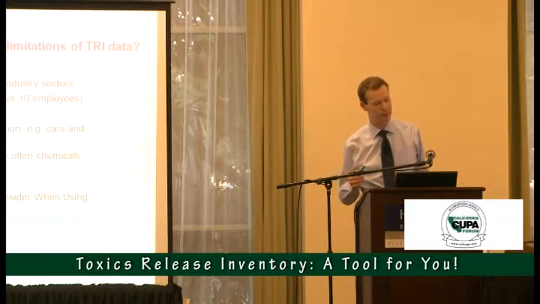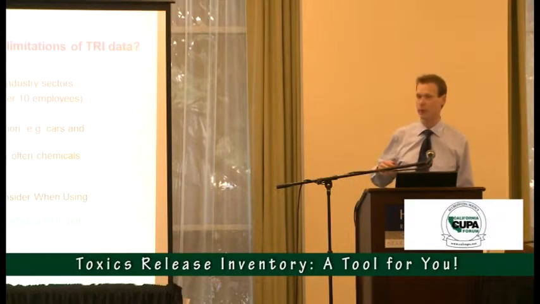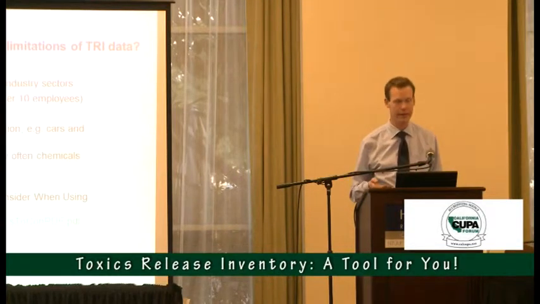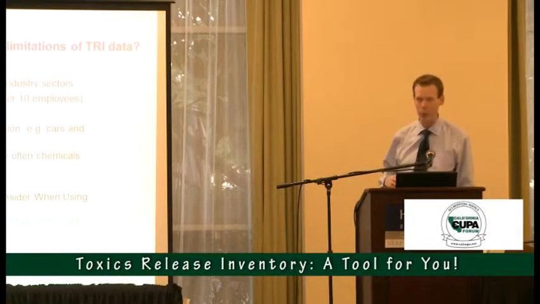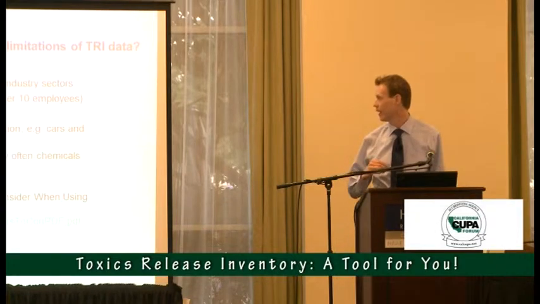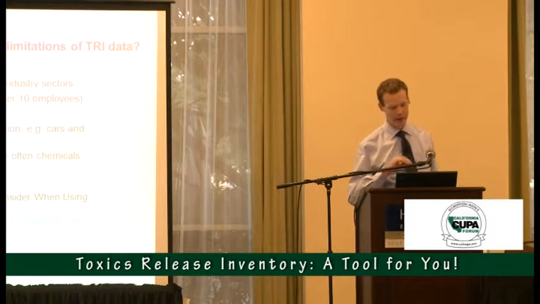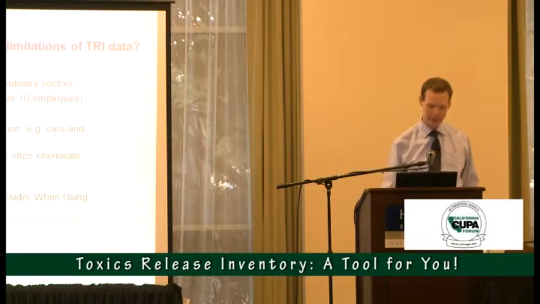TRI doesn't cover all toxic chemicals, although it does cover about 650 chemicals. TRI doesn't cover all sources of pollution. For example, transportation is exempt, so cars and trucks at a facility would not be counted. And as mentioned, TRI doesn't describe how long or how often TRI chemicals were released.